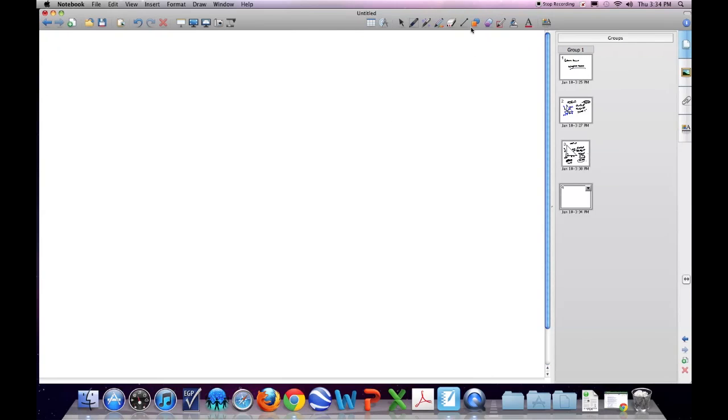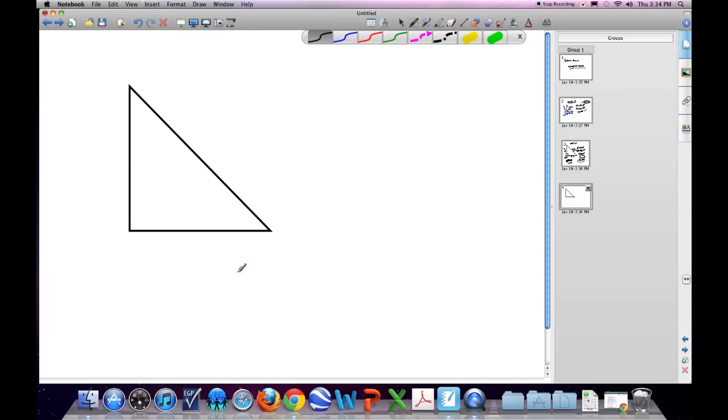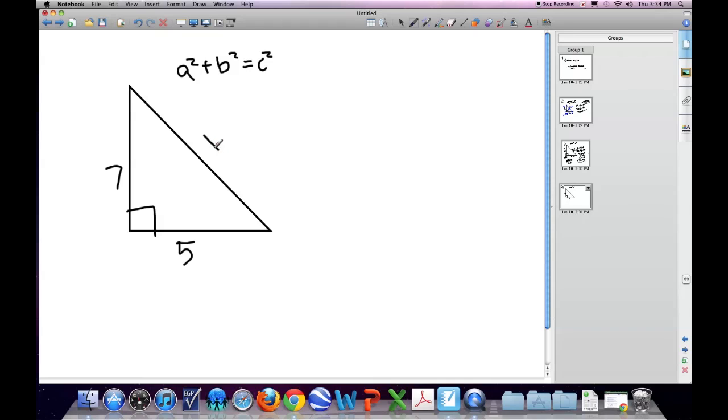In fact, let's try, and we'll be working with smaller numbers. Let's say 5 and 7. The right angle. So now that we have these numbers here, let's write our equation. a squared plus b squared equals c squared. Oh, I forgot this x. But we know this x is c.